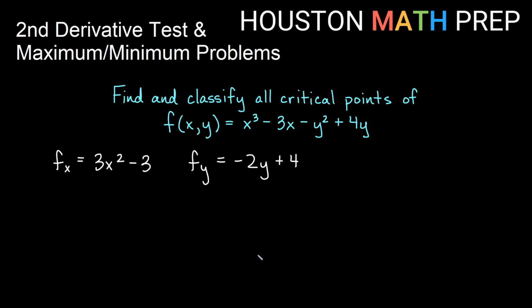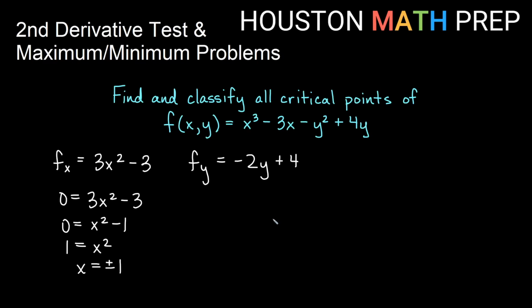Now we want both of these to be 0, so we need to figure out when both are 0. So when is partial fx 0? Well, we'll just set that equal to 0. So 0 equals 3x squared minus 3. I could go ahead and divide both sides by 3. So we'll say 0 is equal to x squared minus 1. I could factor this or move the 1 to the other side and then take the square root. So here we would get that x is equal to positive or negative 1. And that will be when partial fx is 0.